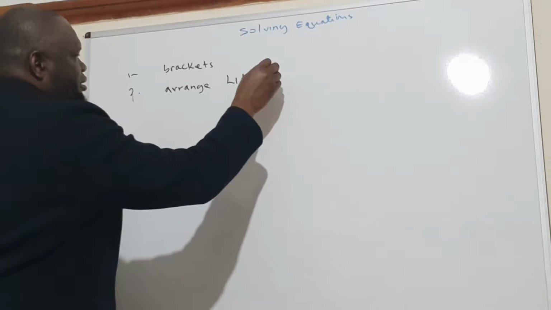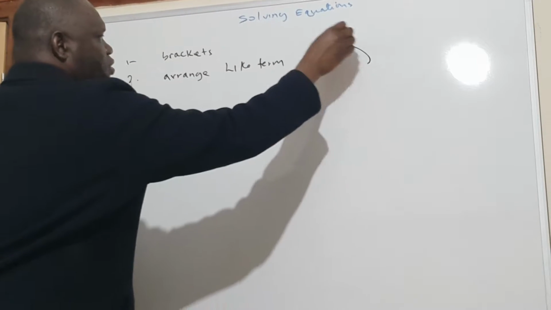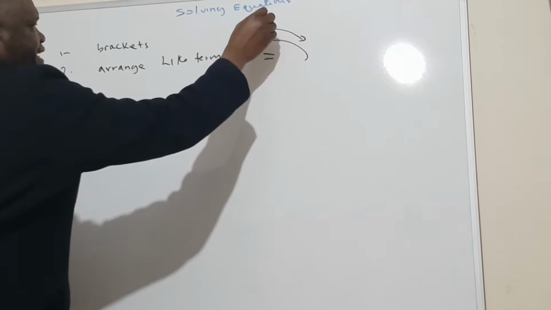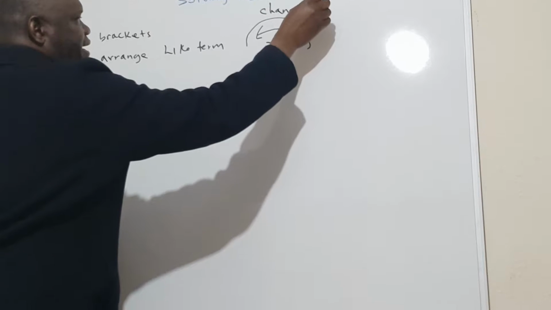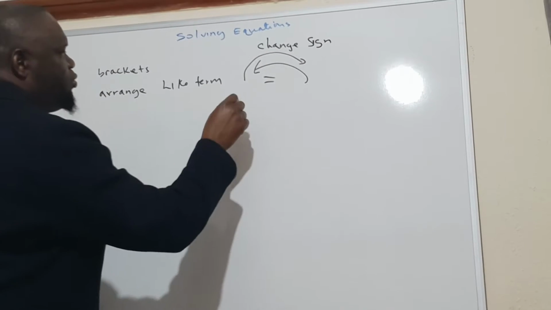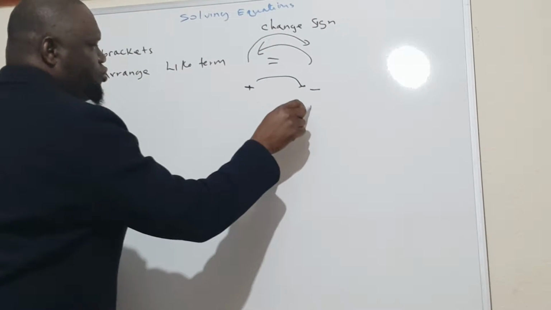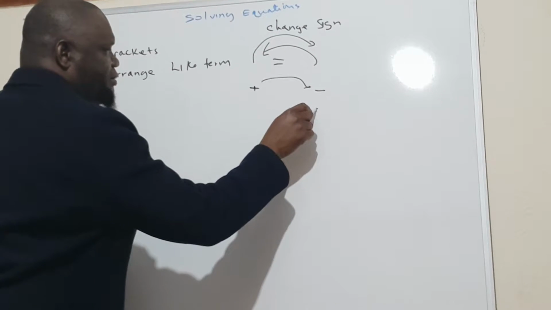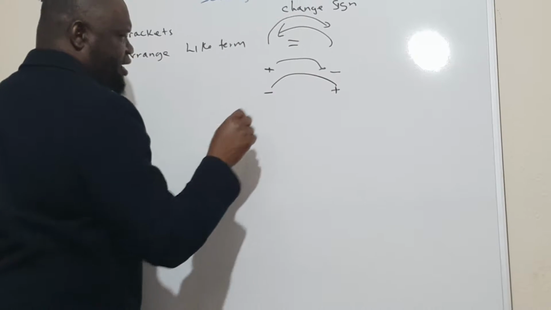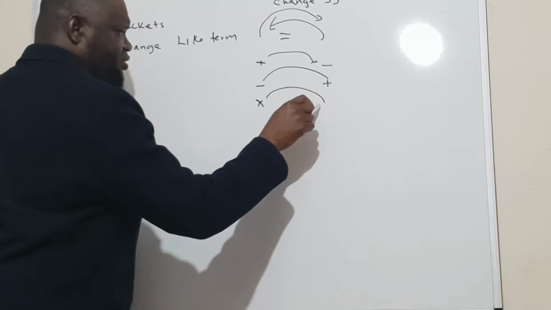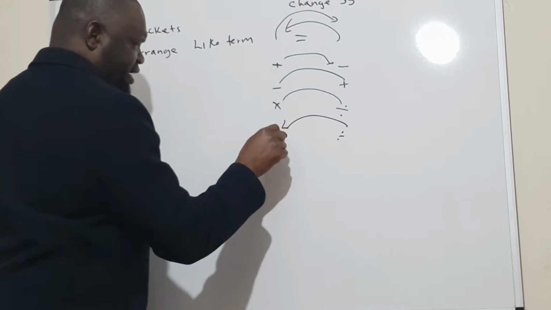You arrange the like terms, meaning you move over the equal sign, that way or that way. And what happens? There's a change of sign. Which was plus here, when it moves, it becomes minus. Which was minus here, when it moves, it becomes plus. If it is times here, it will move and become divide. What is divide here will move and become times.